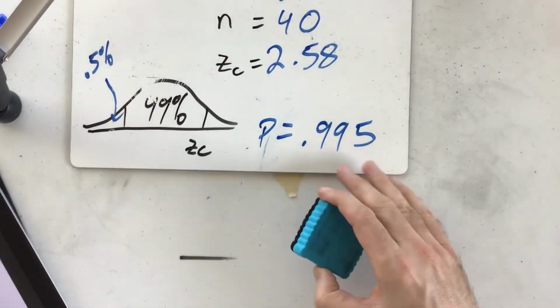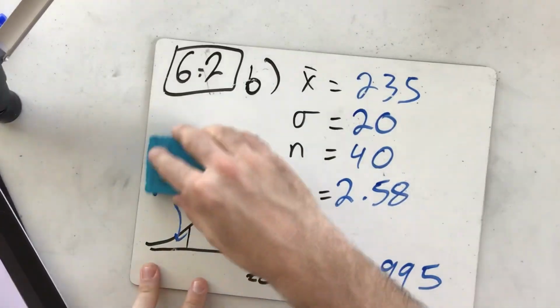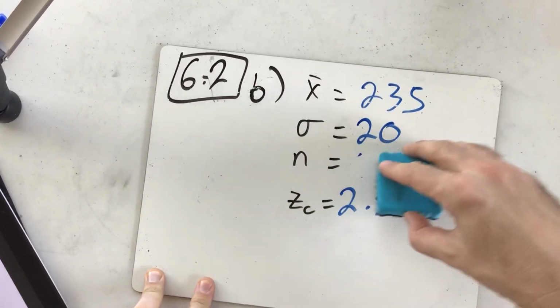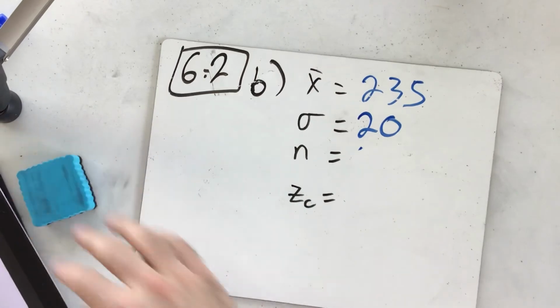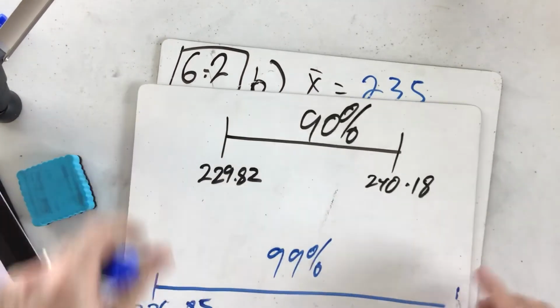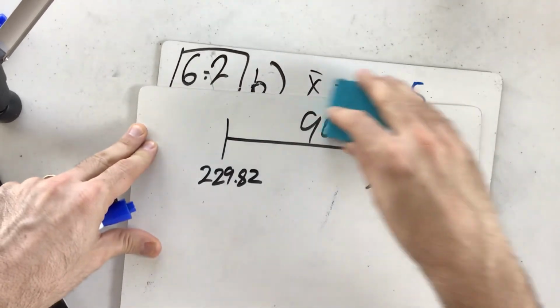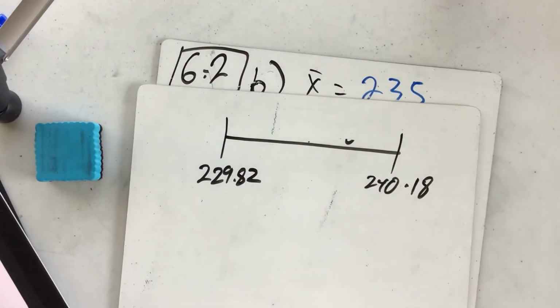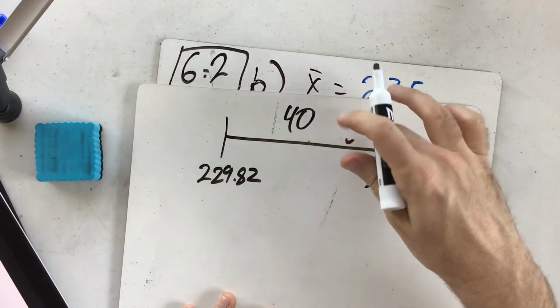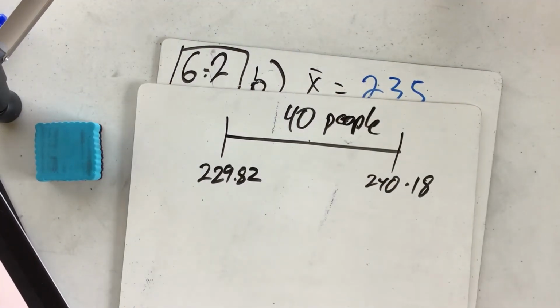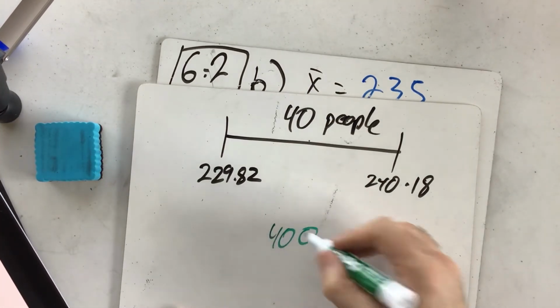Part C is the same problem, except now we're going to switch it from 40 individuals to 400 individuals. So let's do the same thing again. So come here, and up here we had 40 people. And then I want you to ask yourself the question, what happens when we move to 400?